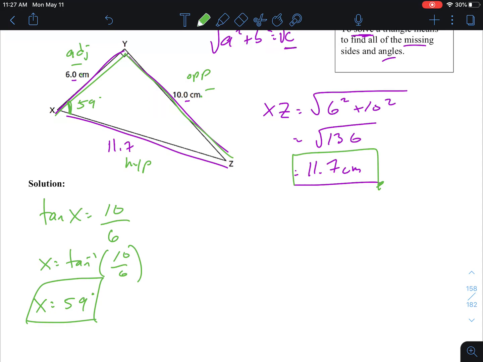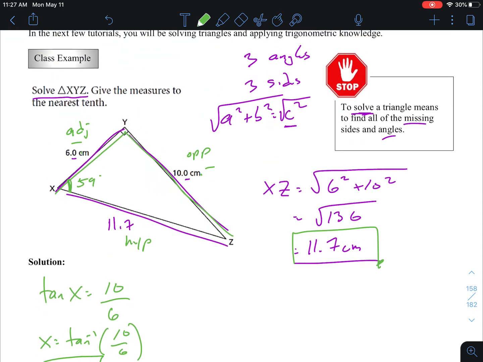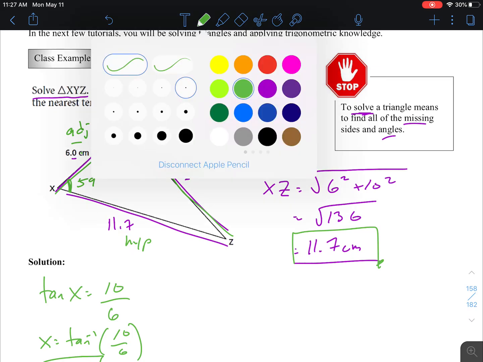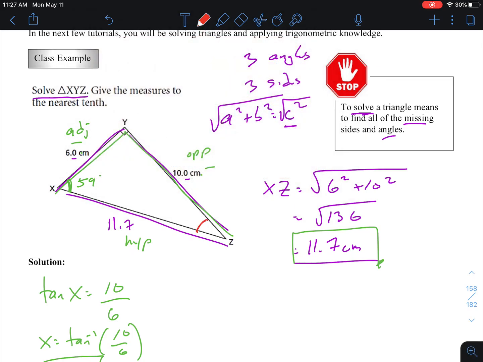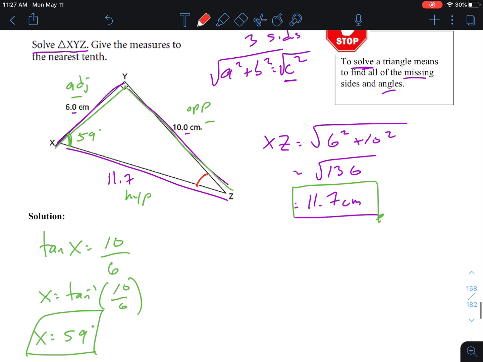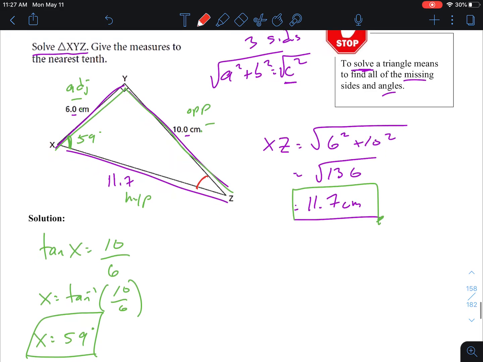again, we got options, right? So we got all three sides done. I know two of the three angles, so I'm trying to solve for my third one here. So for angle Z, again, we have options, right? So I could set up a trig ratio again, right? And again, I would not use hypotenuse. I would still use adjacent and opposite.